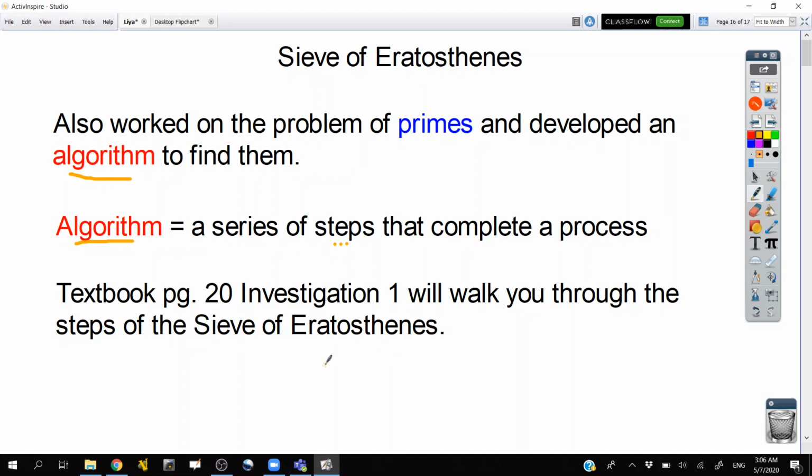The sieve of Eratosthenes works, but it works very, very slowly. And you'll see that when you work through that.